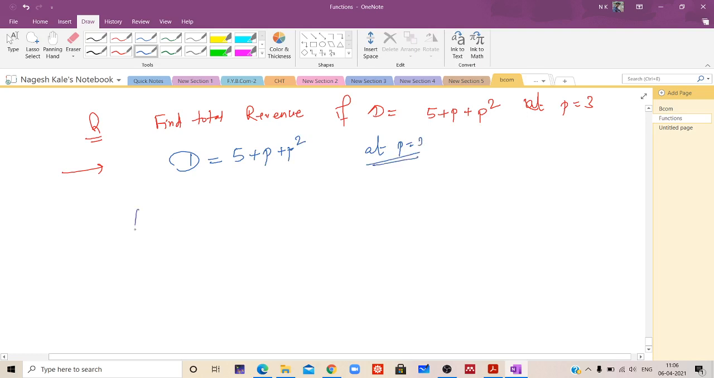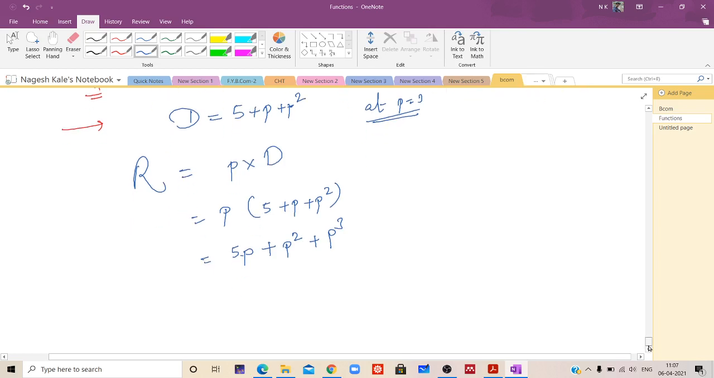So first of all calculate the revenue function. So revenue function is price multiplied by demand, right? So price as it is, and demand is equal to 5 plus p square. Okay, so that gives me the answer 5p plus p square plus p cube, because if I multiply by p, 5 into p is 5p, then p into p is p square, then p square into p is p cube. Okay, so this is my revenue function, and I have to calculate total revenue at p equal to 3.